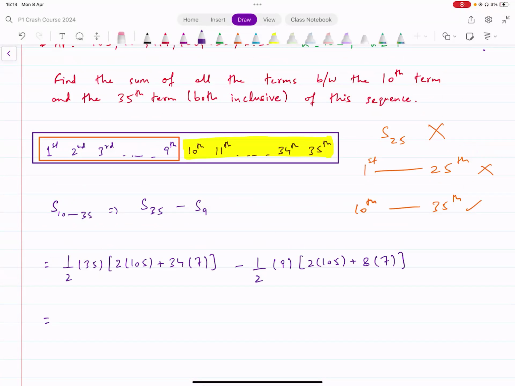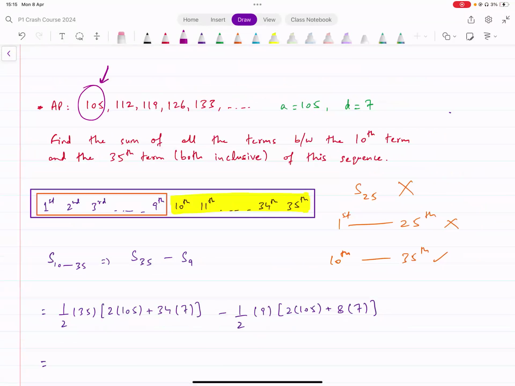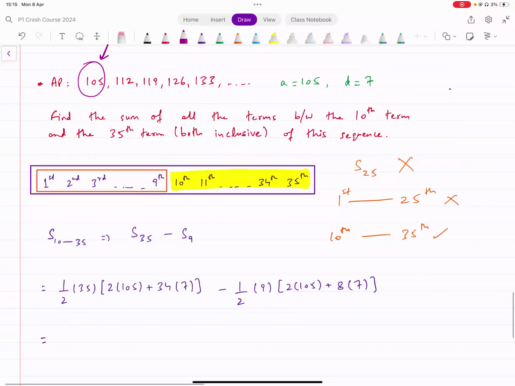Is that okay? Sir, where did 105 come from? It's the first term. Okay. All right, so you can do this calculation and that will give you the result.